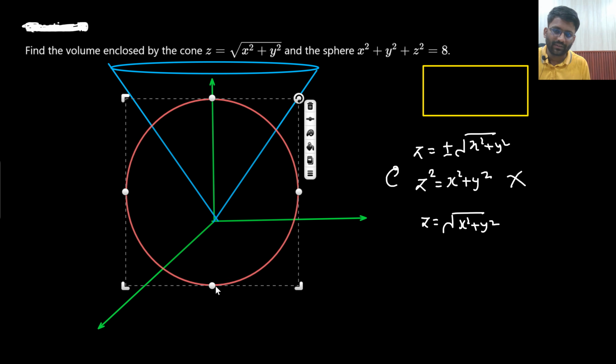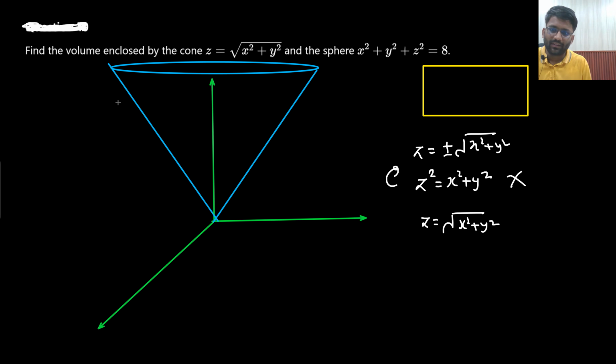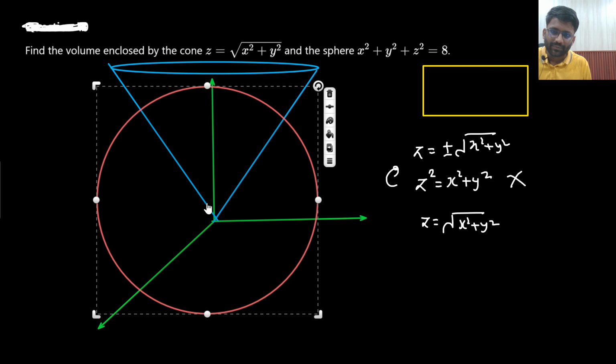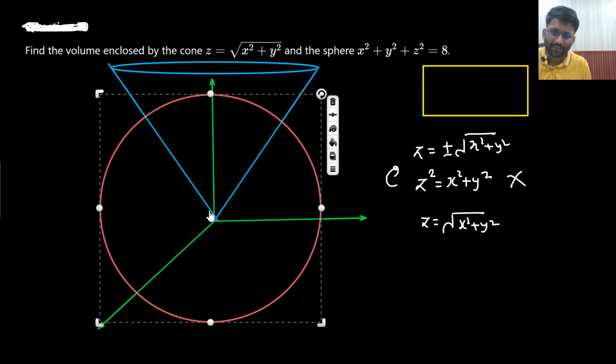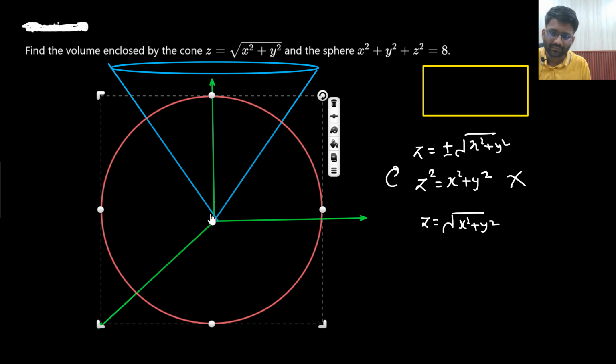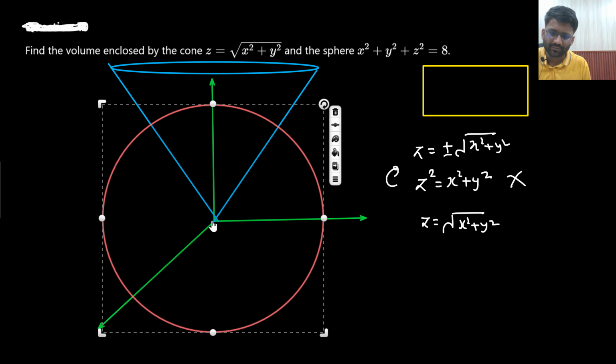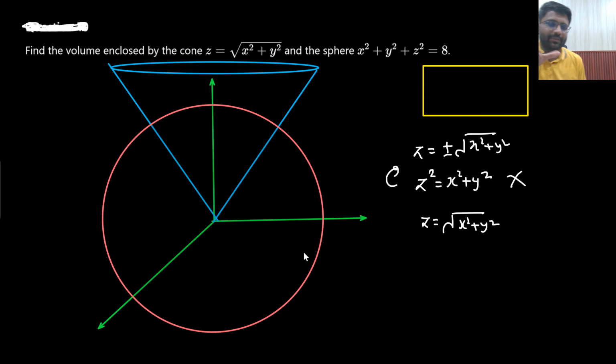We are supposed to make the sphere. Okay, so this is the sphere. So there is a sphere, and inside this sphere there is a cone. This is the scenario as of now.